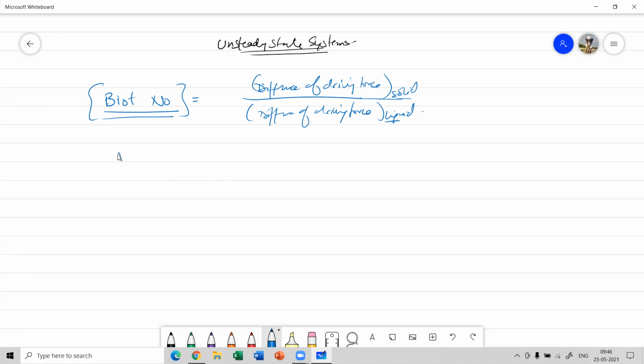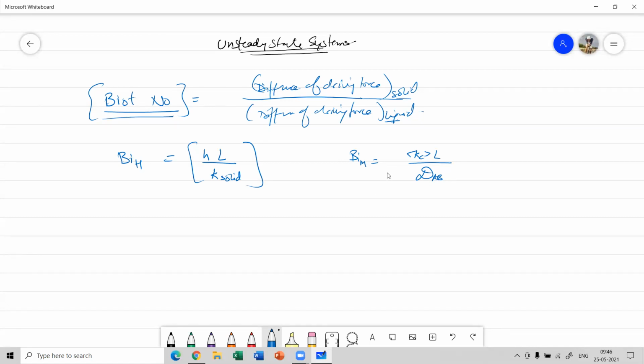Now, when we say Biot number for heat transfer, we normally represent it as Bi with the subscript H, which is expressed as hL by k, where k is the thermal conductivity of the solid. And the Biot number for mass transfer is kc, the average mass transfer coefficient, times L by diffusivity D_A. This is the Biot number in mass transfer.